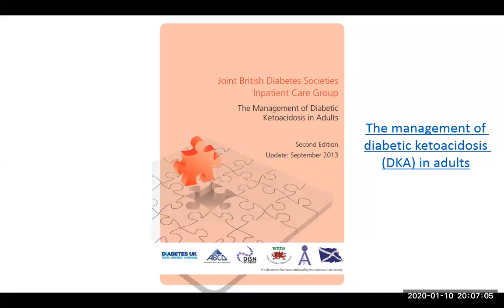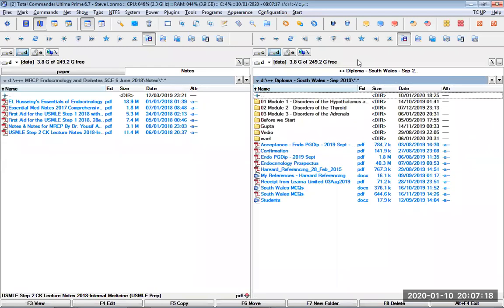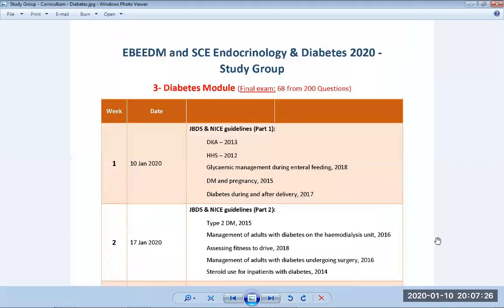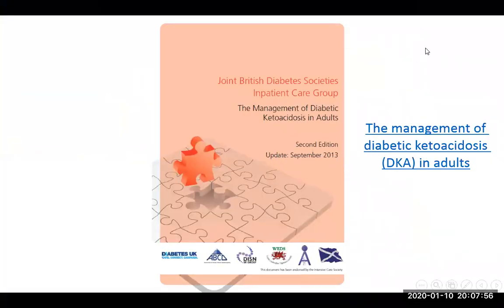Diabetes topics make up about one third of the final exam. Diabetes in the final exam contains 68 questions out of 200, so it is about 34% of the questions, distributed across three main topics: diabetes diagnosis and management, complications of diabetes, and diabetes emergencies. So you need to revise diabetes many times, because if you fail the diabetes chapter, I do not think you will pass the exam. Actually, try to revise diabetes a lot.